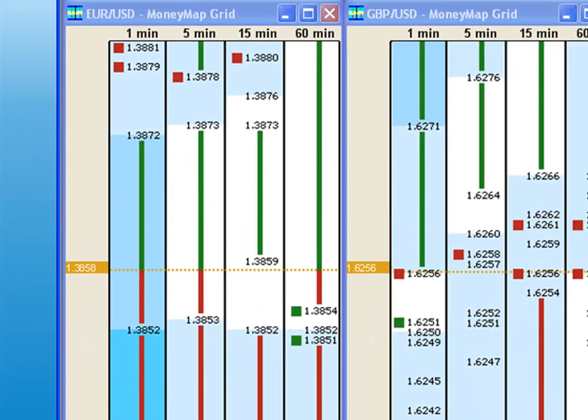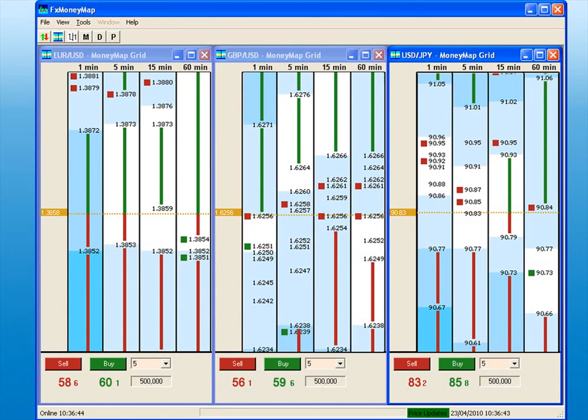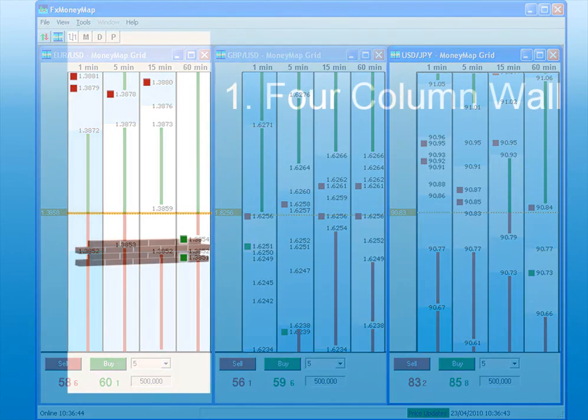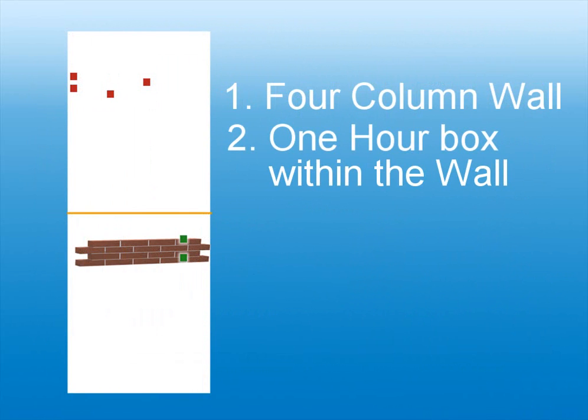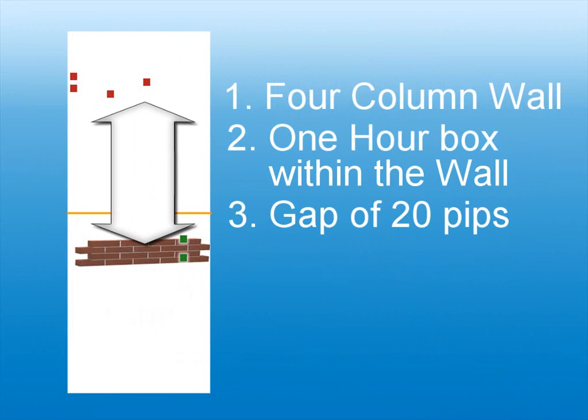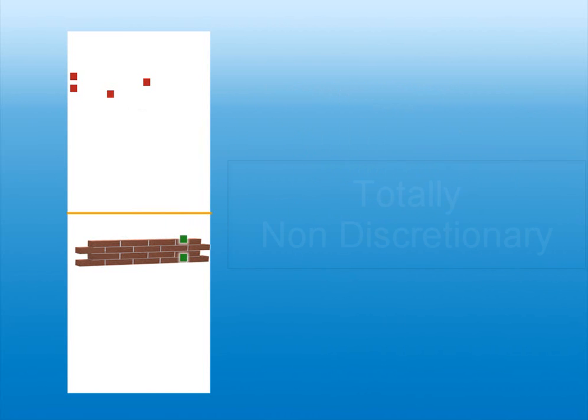Now the conditions for a good bounce trade are as follows. Number 1, we want to have 4 columns of support. Number 2, we want to have at least 1 hour green box if we're a buy bounce at this same brick wall region. And number 3, we want to have ideally a 20-point gap back to where we came from, which in this case would be up at 138.79. And then you can do these trades without thinking about them.